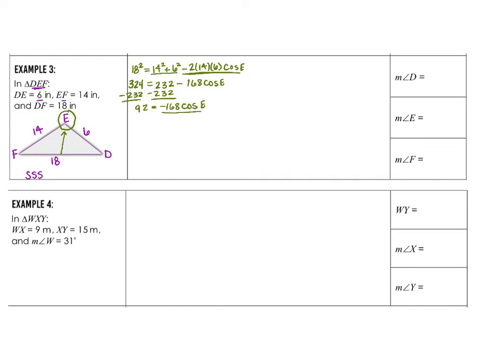We are going to divide both sides by negative 168. And again, here, that ratio there is not going to be your final answer. You're looking for angle E. So cosine is going to have to be moved over to the other side. So you have inverse cosine of 92 over negative 168. And that's what you're going to type in your calculators. And so the measure of angle E should be 123.2 degrees.